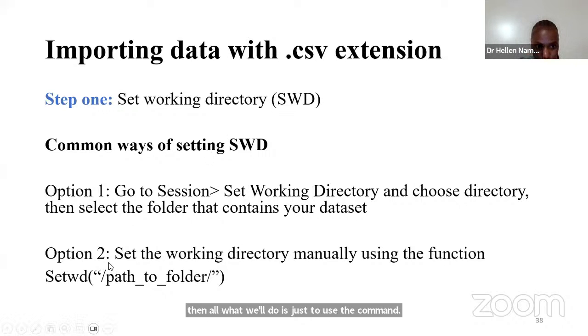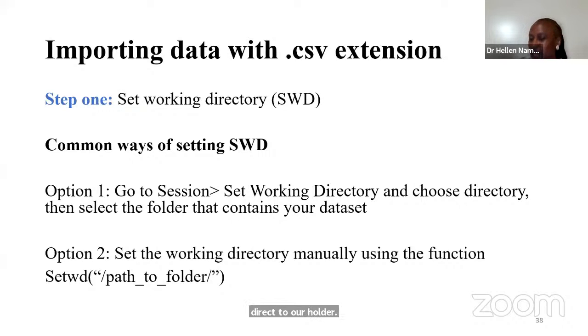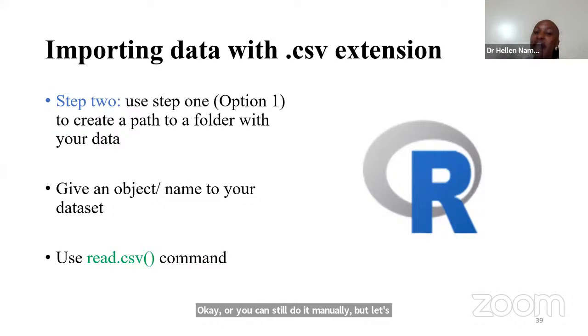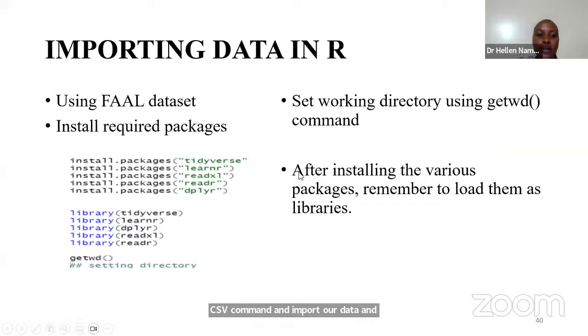So what we are going to do is go within R. You already have this material. We are going to go to session. We set the working directory. We choose the directory, and then we direct to our folder. Or you can still do it manually, but let's do the simpler way. And then after that, we shall use the read.csv command and import our data, and we'll be able to see it in R. Okay, so I'm going to stop here, then go back to R. All right.